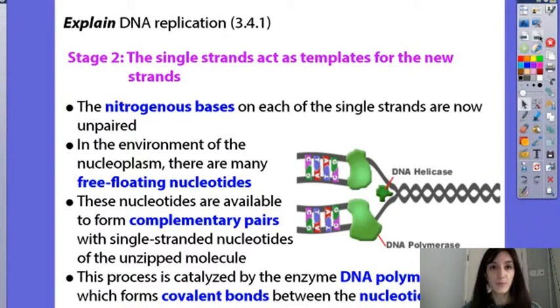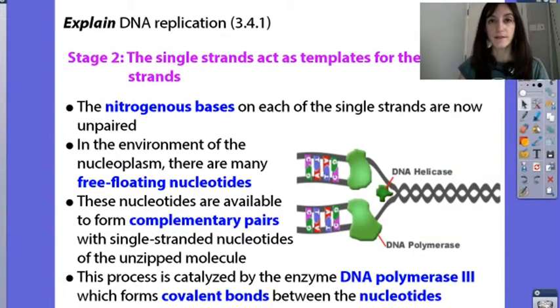In the next step, those now open single strands act as templates for the new strands. So the nitrogenous bases on each of the single strands are now unpaired. In the environment of the nucleus, or the nucleoplasm, there are many free-floating nucleotides. So we have adenine, thymine, guanine, and cytosine just floating around in the nucleoplasm that are available to form complementary pairs with those now unpaired nucleotides of the unzipped molecule.